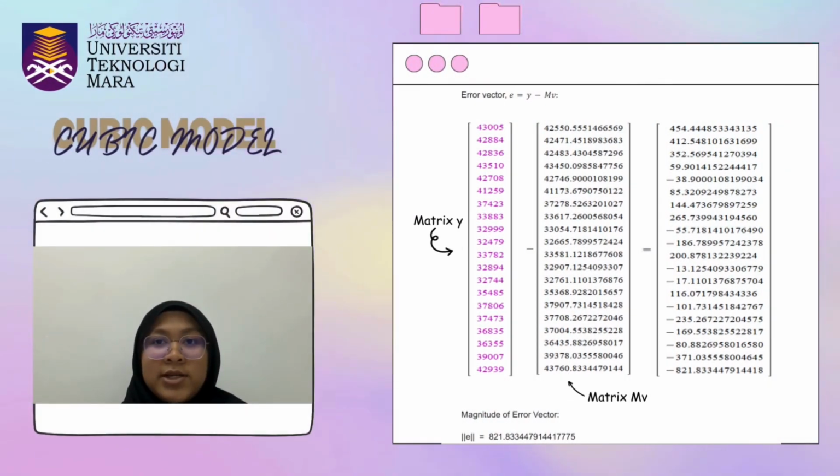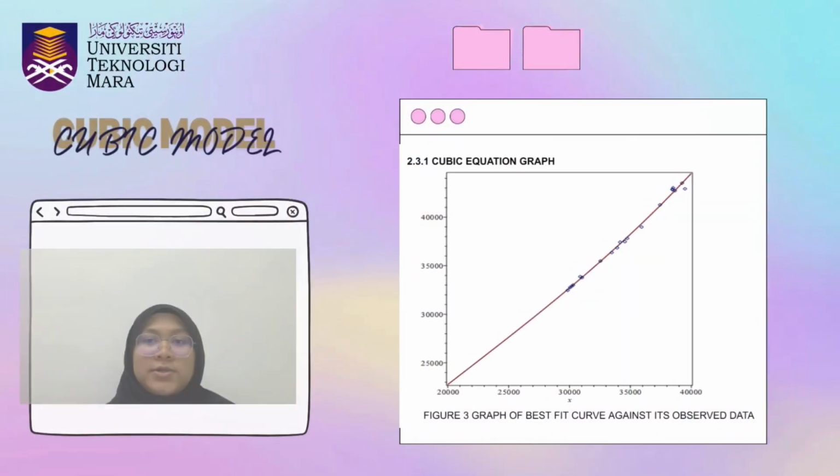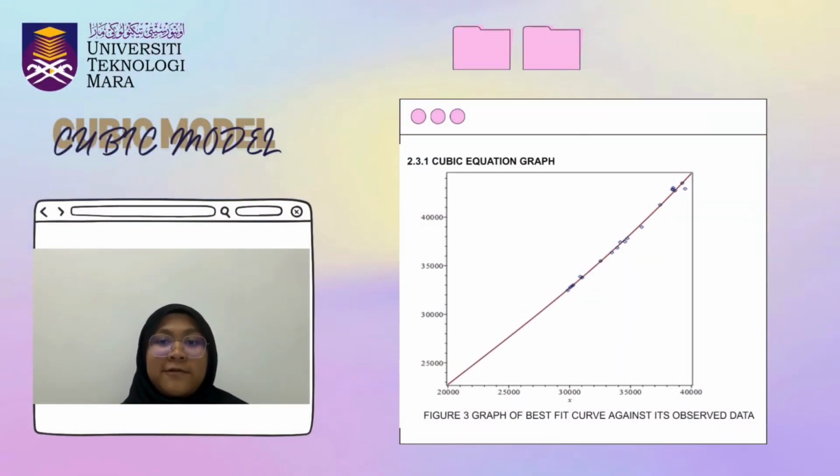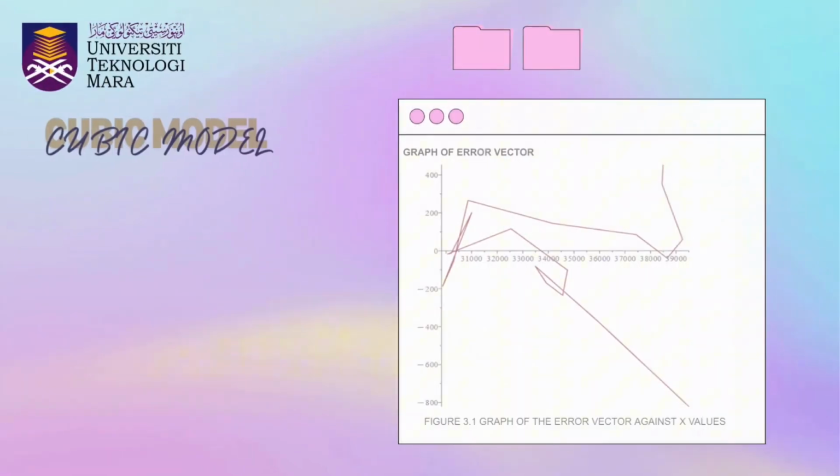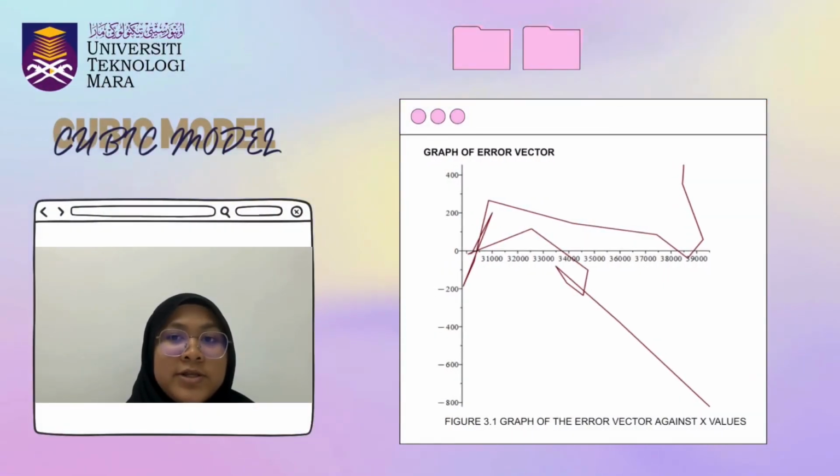Next, we calculate the error vector by using the formula E equals y minus Mv, and then we find the magnitude of the error vector by using Maple and get 821.8334. So this is our graph of the best fit curve against its observed data. And this is our graph of the residual error vector against x values.